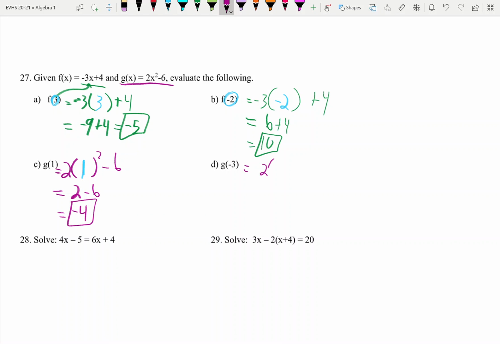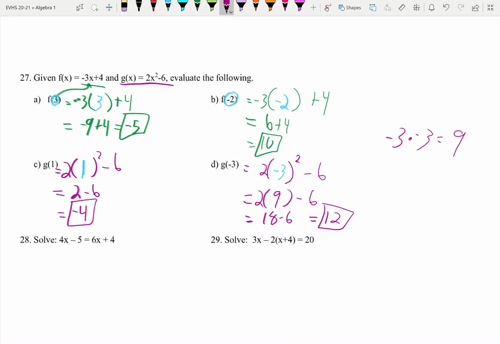Same idea on this one, 2 parentheses squared minus 6. Inside those parentheses, we are going to get a -3. Now let's be careful with this one as we do our parentheses and exponents first. Nothing to do inside the parentheses, but when we square it, -3 squared is -3 times -3, which equals +9. Don't take the bait there and put a -9 there. Now, 2 times 9 is 18 minus 6, and 18 minus 6 is 12.